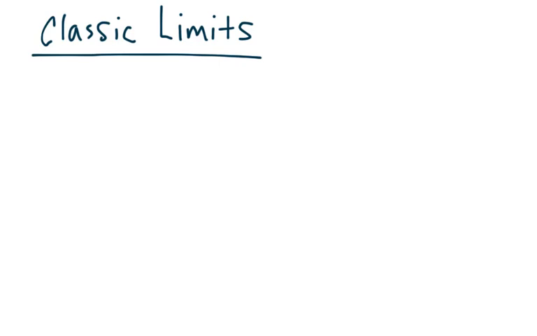Okay, I want to go through some classic limits. So the first one I want to talk about is the limit as theta goes to 0 of sine of theta over theta. If we were to directly substitute, we would have 0 over 0, which is an indeterminate form, meaning we don't know what the limit is, so we have to do something to it to find out.